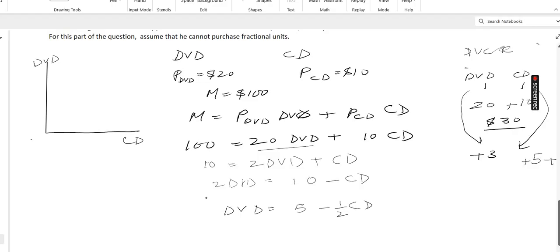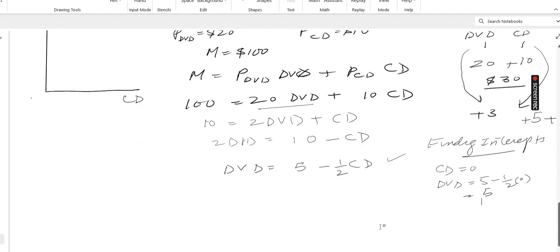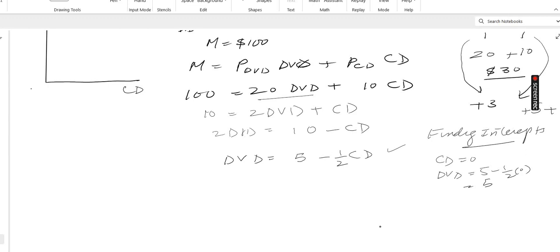So we have got the equation which is really helpful in finding my budget line. कैसे? कि I will find only the intercept. For finding intercepts, what I'll do, I'll put CD is equal to 0 and then DVD in this equation will become 5 minus 1 by 2 into 0, that is 5. So what coordinate am I getting out of it? CD has to be written first because it's on the x-axis. So 0, 5 is one of the combinations which I have got.